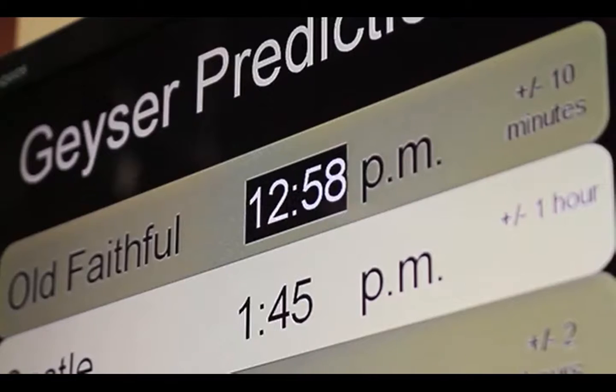And then the next thing I have to do is tell the world. This is 724 Victor with the Old Faithful prediction. Old Faithful geyser is predicted to erupt at 2:28 p.m. plus or minus 10 minutes.